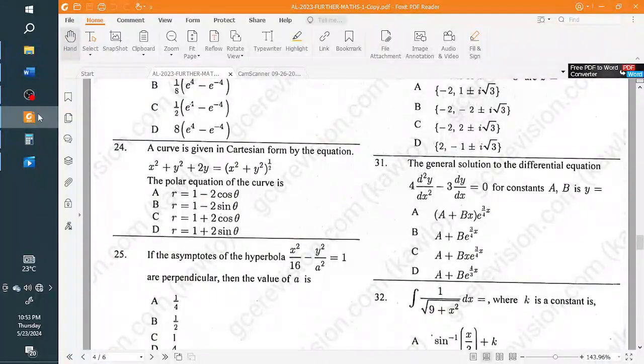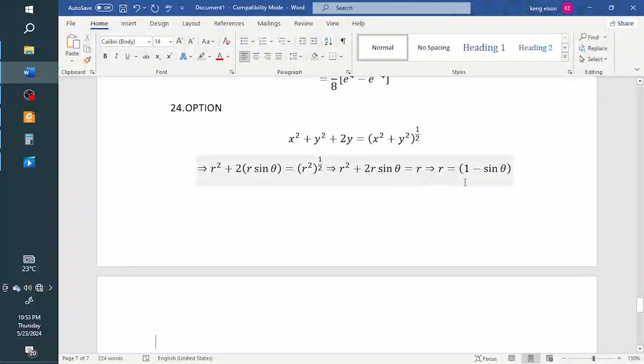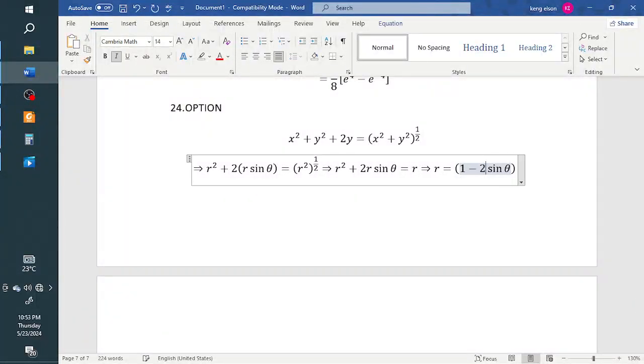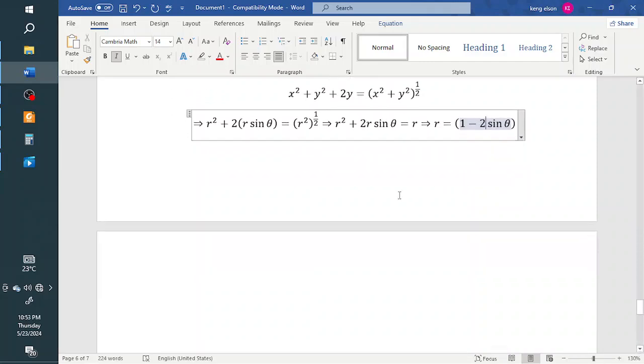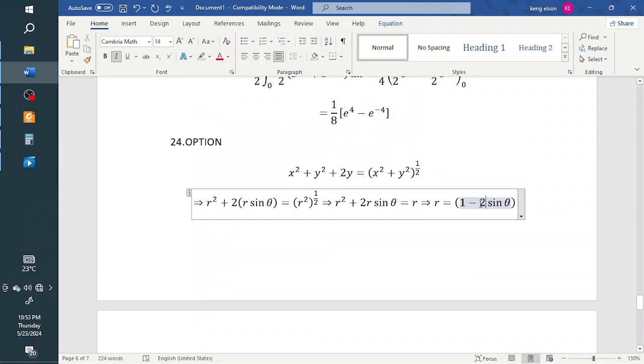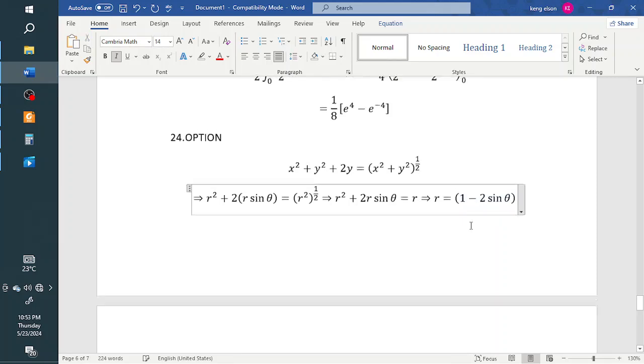Oh, there was a 2 here. Oh god. So here we have 2, right? I'm sure some of you are already saying that, oh, you have made a mistake. Anyways, that's life.